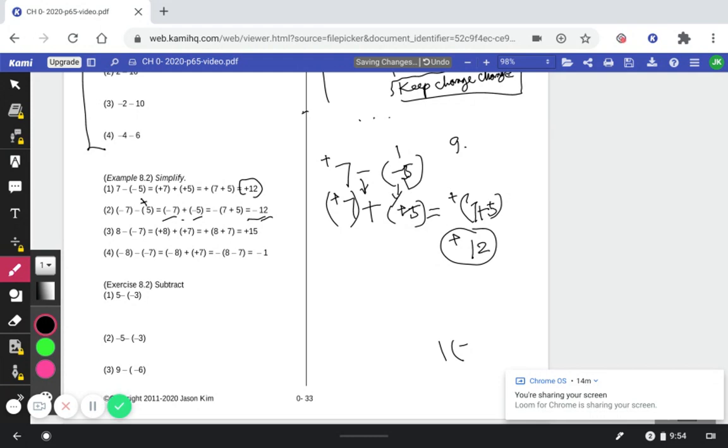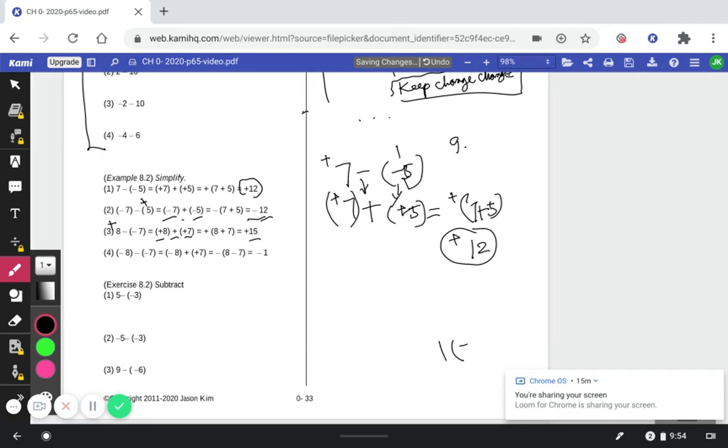How about number 3? 8 minus negative 7. Again, first thing you do is you add a sign for 8, because 8 has no sign, so you put positive 8. Second thing you do is keep change. You keep positive 8, you change minus to plus, and you change negative 7 to positive 7. And then you apply the addition rules. Do we have the same sign or a different sign? Same sign. So you add 8 and 7, which becomes 15, and the bigger number has positive. So the final answer becomes positive 15. Does this make sense?